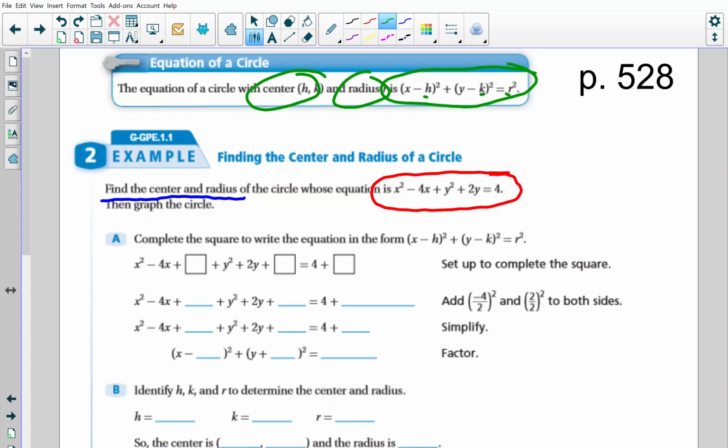h, k, r. Fill in the blanks, right? How do we do this? Well, we have to do this thing called completing the square. Take a look at our original equation right here.